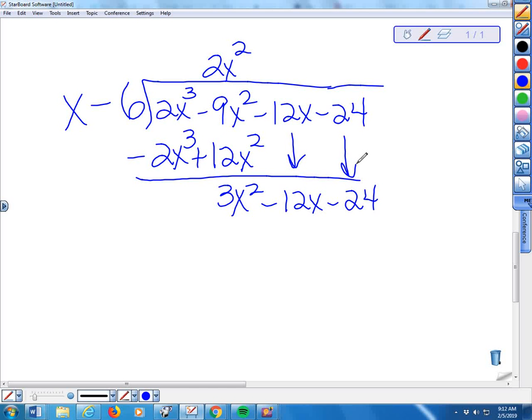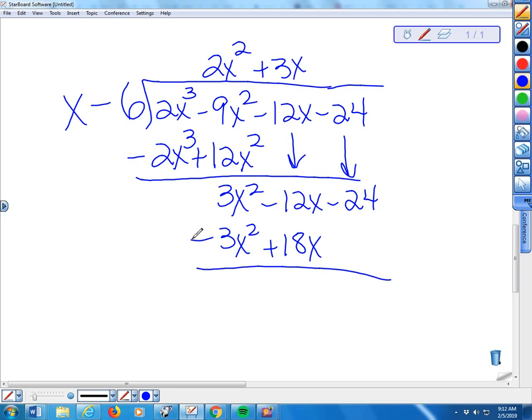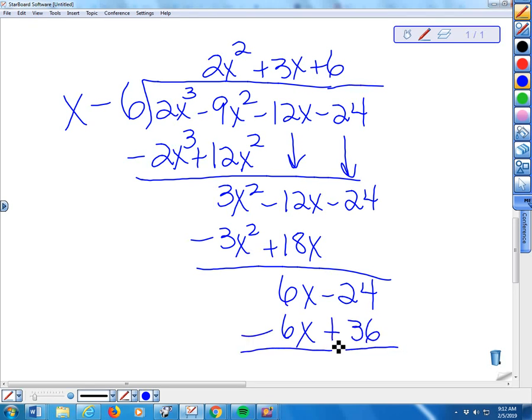X times what is 3x squared? 3x. Okay. X times 3x, 3x squared. 3x times negative 6 is negative 18x. Change my signs. 4x. Drop it down. 6x minus 24. X goes into 6x 6 times. 6 times x is 6x. 6 times negative 6. I have a remainder.